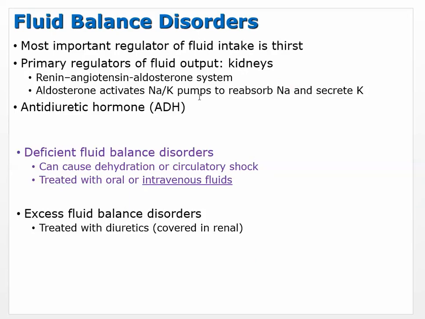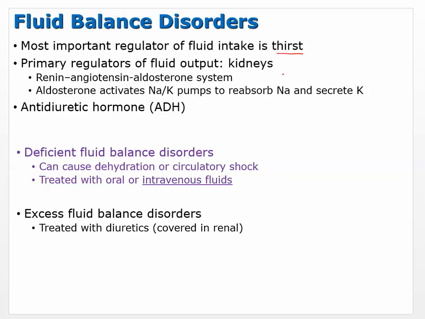Okay, so fluid balance disorders. The most important regulator of fluid intake is thirst. We get thirsty, we drink, and that's what's preventing us from dehydrating. The primary regulators of fluid output, we've talked a lot about this too, are obviously the kidneys. The kidneys are what is controlling that. It's deciding, okay, is the osmolality, is the fluid volume high or low?